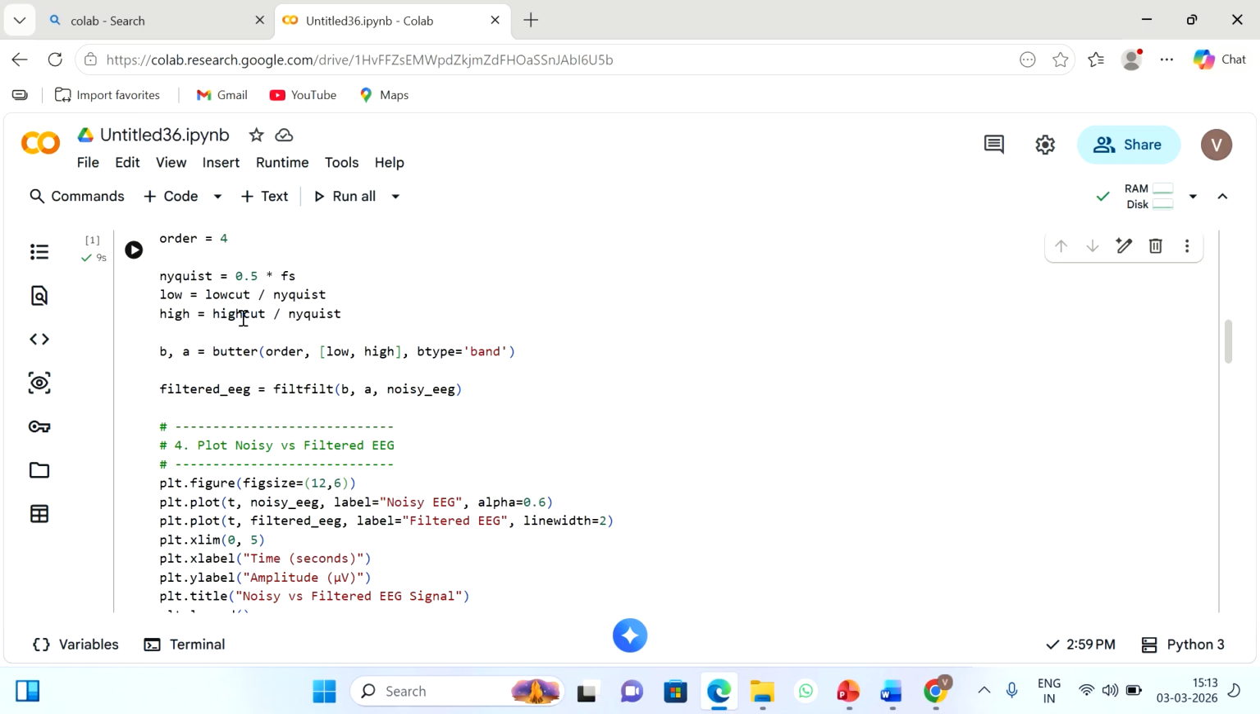That is why the EEG signal range is from 0.5 to 40 Hertz, and it removes DC drift. DC drift means anything less than 0.5 is removed, and power line noise is 50 Hertz. And then Nyquist is equal to 0.5 into Fs, that is Fs by 2, and it is equal to 250 by 2, which is 125 Hertz.